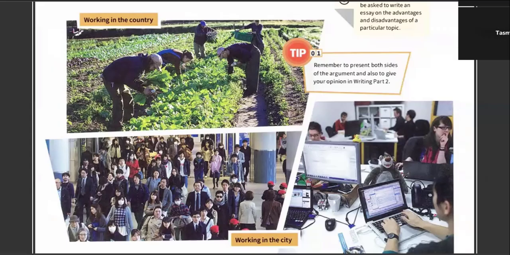Yes, you stay healthier. Then for the cost of living, in the cities there is less space for high money, but here you can get more space for less money. So very good, that's another point.